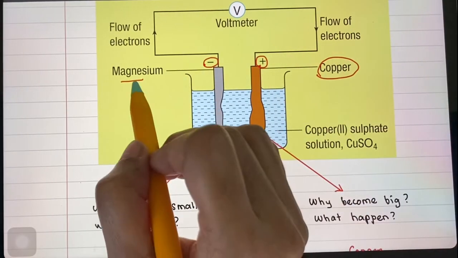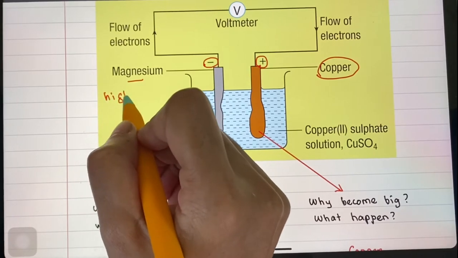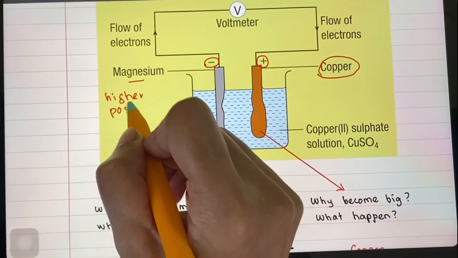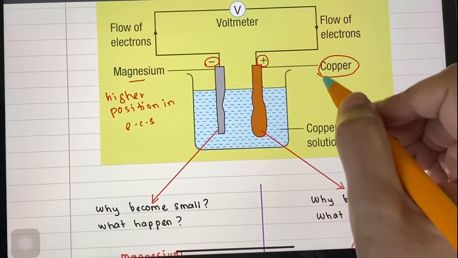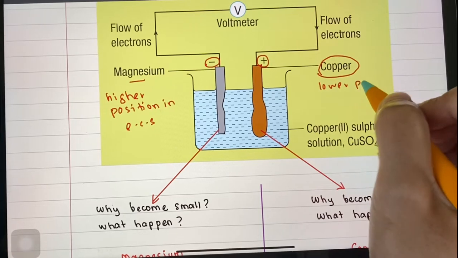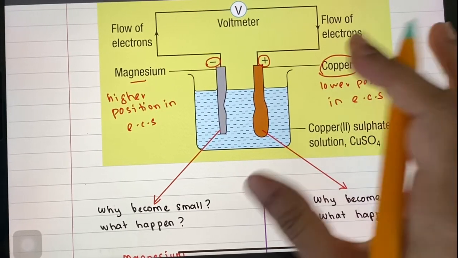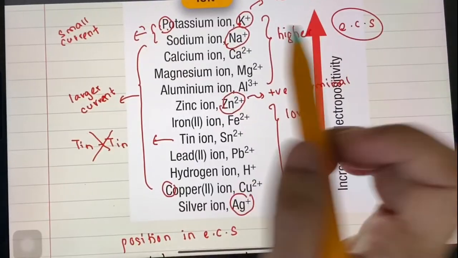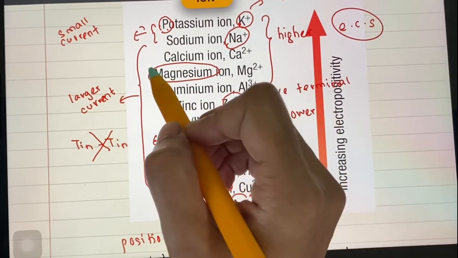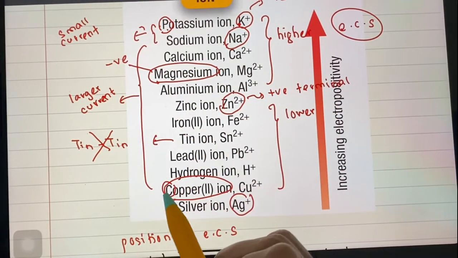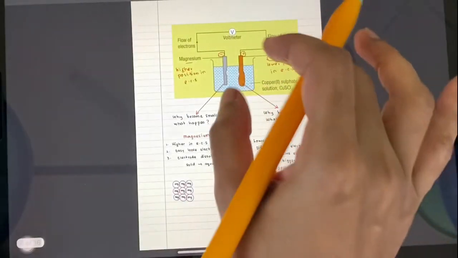Why? Because magnesium is at a higher position in the electrochemical series, while copper is at a lower position in the electrochemical series. Okay, so let's see here. Magnesium should be here and copper is here. Definitely magnesium will become negative and copper will become positive. So now back to here.